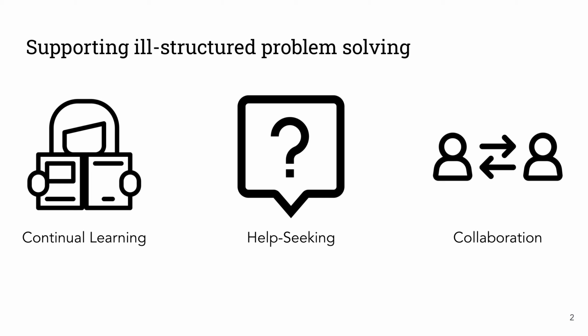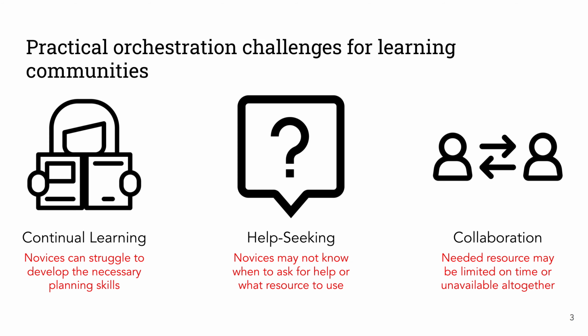But in supporting this practice, we need to be able to provide communities that have continual learning, provide ways of help seeking, and provide collaboration between members so that help seeking needs can be addressed. However, orchestrating this kind of work in a distributed learning community is often limited in efficacy and scale due to practical orchestration challenges. These, for example, can include novices struggling to effectively plan their research or not knowing who to ask for help from when.